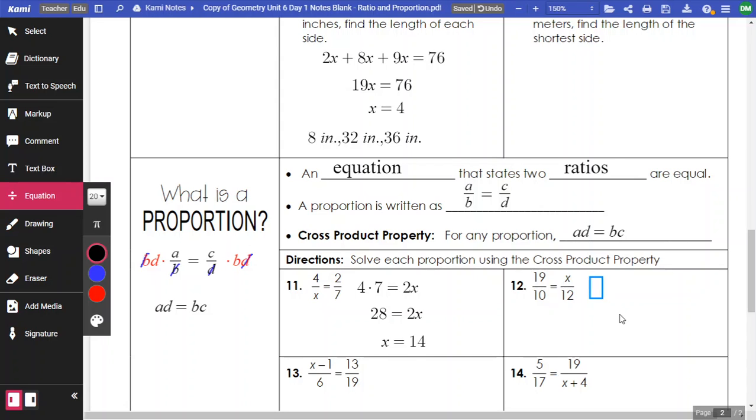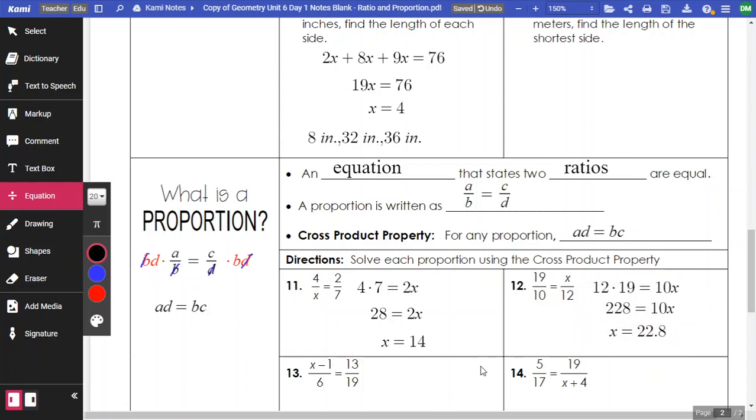Okay, we're going to look at 12 times 19, and that's going to be equal to 10x. Let's see here. 12 times 19, 12 times 20 would be 240, and I know that I need to subtract a 12 from that. So that gives me 228 is equal to 10x. Then if I divide both sides by 10, that's the same thing as just moving the decimal one place to the left. So we end up with an x that's equal to 22.8. And there is our solution for that one.